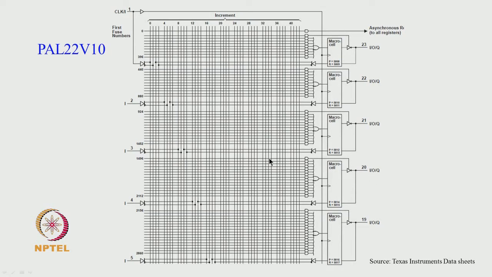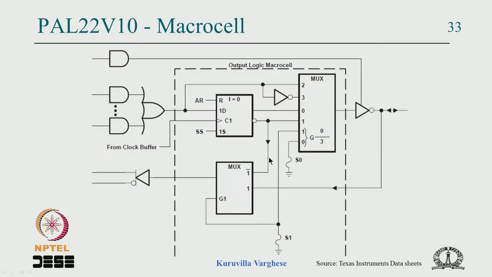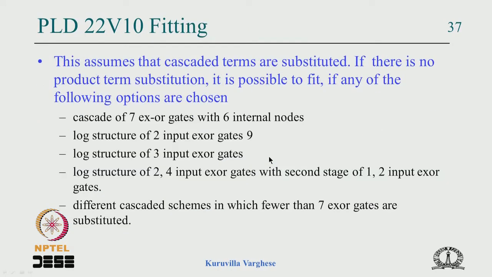The moment you assume internal nodes, it's possible to implement, but if you expand it to complete product terms, it is not possible to implement. So that is what I have written. Maybe this was not there the last time, I have added that. You can think of a cascade of 7 XOR gates with 6 internal nodes. It's possible to fit a log structure, that is 4 to 1, of 2-input XOR gates.